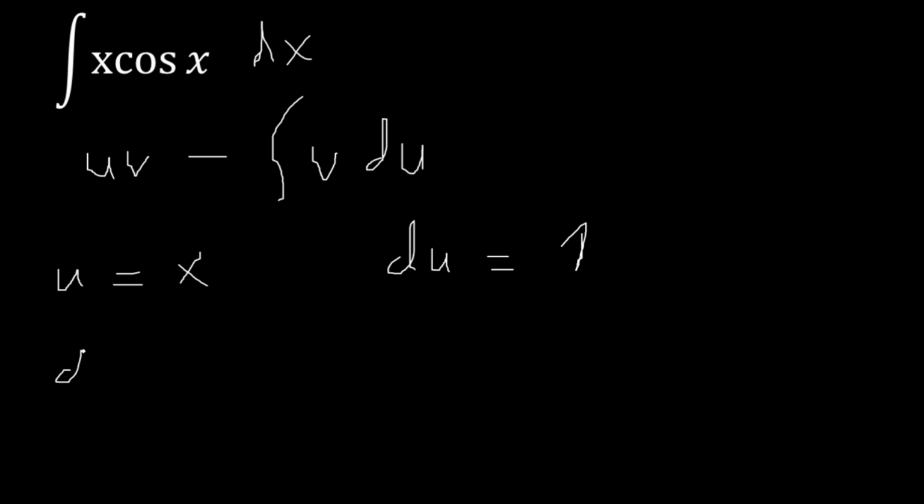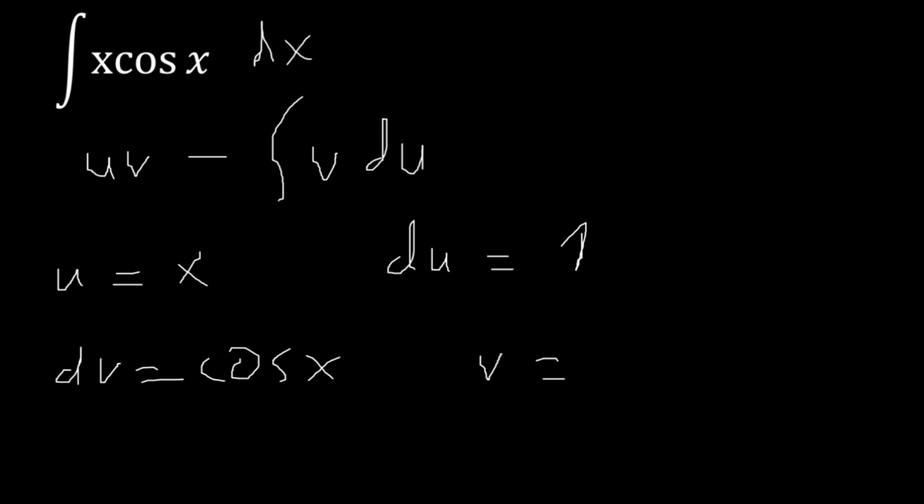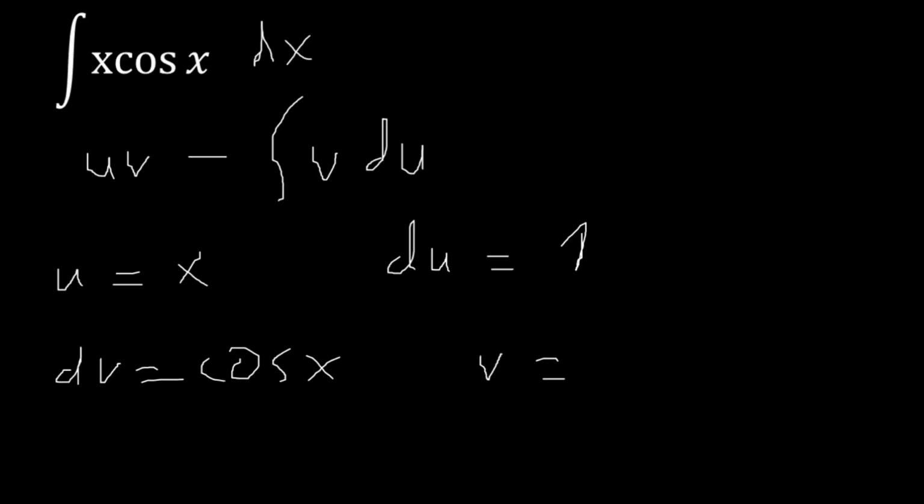We are going to take our dv equal to what? cos x dx. Therefore, our v, we integrate cos x. From our circle, we have sine, cos, minus sine, minus cos. We differentiate like this and we integrate like this. What are we having here? cos x, and you are asked to integrate. Okay, we integrate, you have what? Minus sine x.